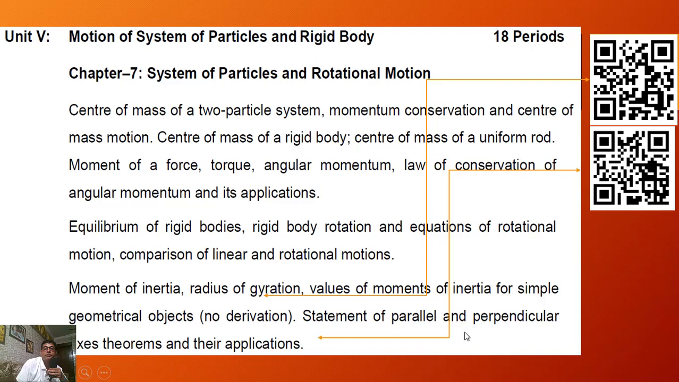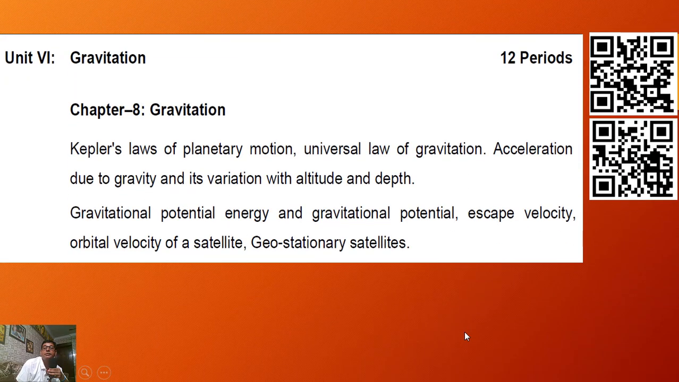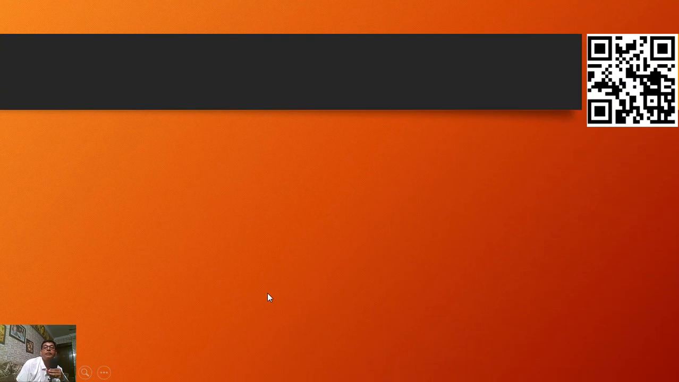Radius of gyration, theorem of parallel axis and perpendicular axis. Now gravitation: Newton's law of gravitation and Kepler's laws. You have a QR code to scan and see the lecture. This is the sixth topic.